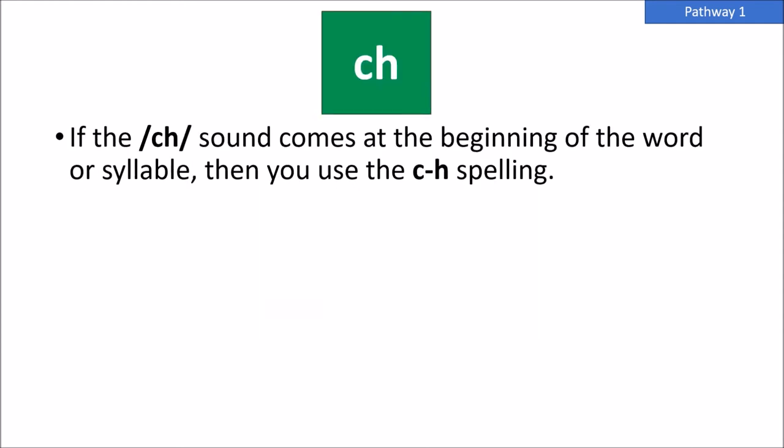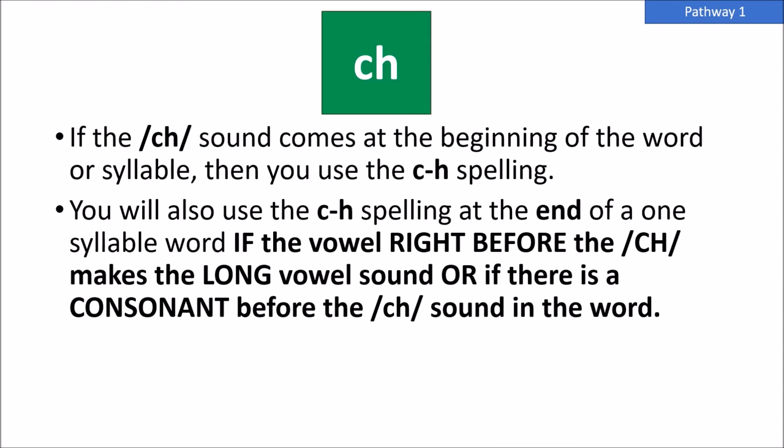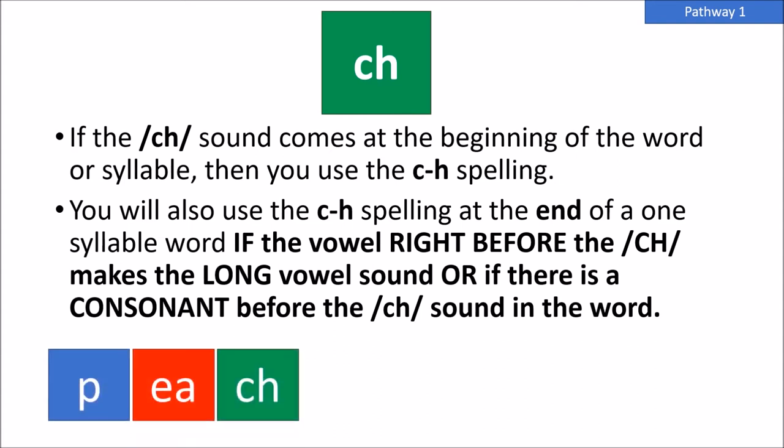If the ch sound comes at the beginning of the word or syllable, then you use the CH spelling. You will also use the CH spelling at the end of a one-syllable word if the vowel right before the ch makes the long vowel sound, or if there is a consonant between the ch sound in the word. For example, in the word peach, we hear the long vowel sound e before that ch sound. Because we hear that long vowel sound, we spell the ch sound with ch.